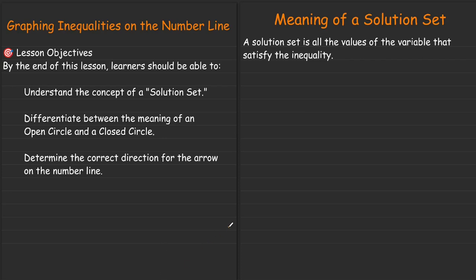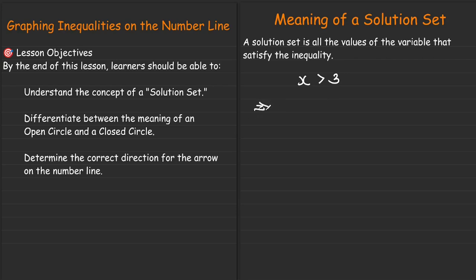So to start off, when we talk of solution set, what comes to mind? Since it's an inequality, there isn't just one value that satisfies our inequality. So the solution set is the set of all the values of the variable that satisfy the inequality. For instance, if you have x is greater than 3, then when we want to write a set, we need a curly bracket.